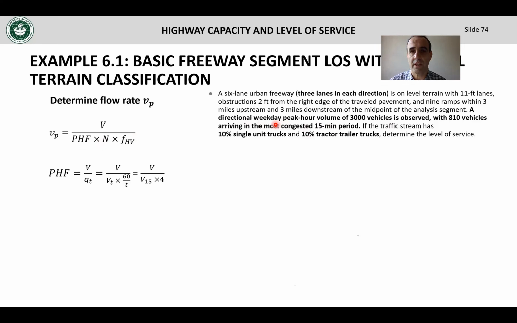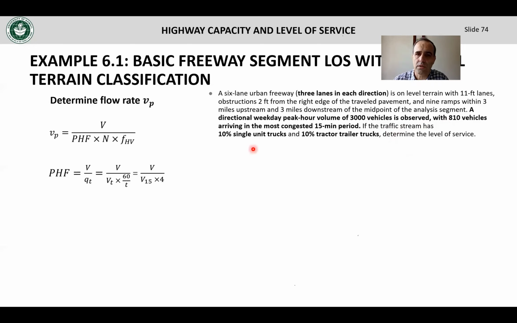We were told that we have a directional volume, so it's already given in our direction. Typically, many times the total volume will be given to you in both directions. In that case, you have to divide first by 2. But since it was given directional, in this case, we have 3,000 vehicles in an hour. That's the peak hour volume, with 810 vehicles arriving in the most congested 15-minute period. So notice that in this case, they're not giving you the peak hour factor. They're telling us, oh, we have 3,000 vehicles in an hour, but in a period within the hour of 15 minutes, I had 810 vehicles counted in that 15-minute period. And that was the maximum of any 15-minute period within that hour. Okay?